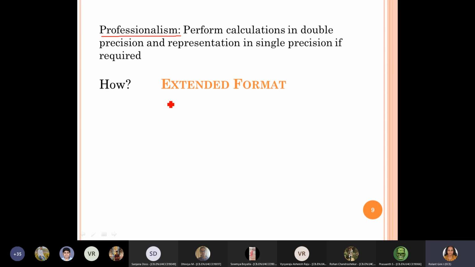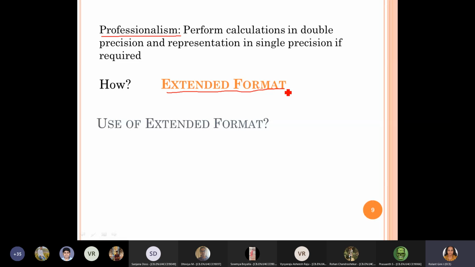Using the extended format. We are not going with the full-fledged double precision system because it naturally increases the cost, right? Your initial cost as well as the design cost, everything will increase. The system cost also increases naturally. So instead of a full-fledged double precision system, we go with an extended format, and we add the extra bits whenever needed, do the calculations, and then discard the extra bits at the end of the function.